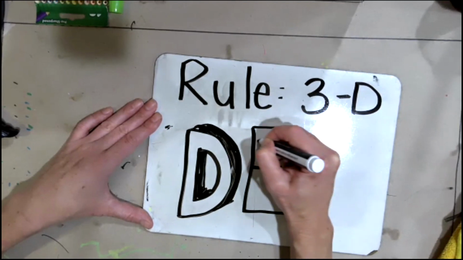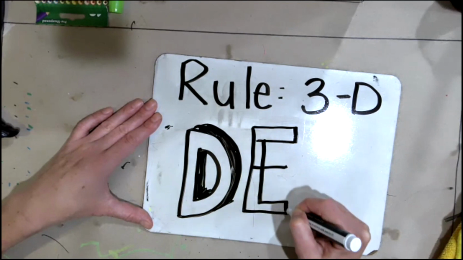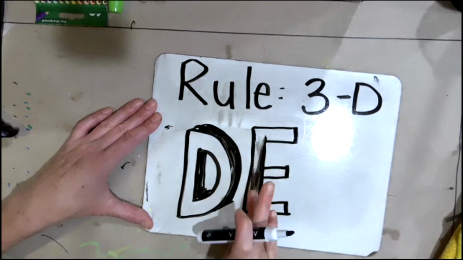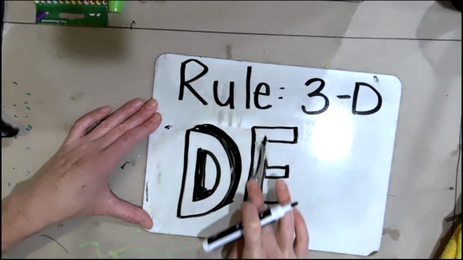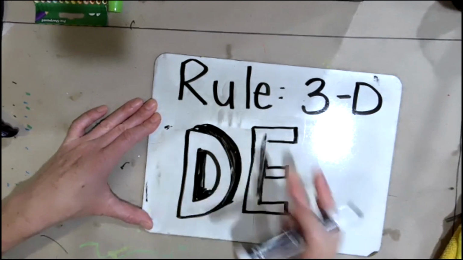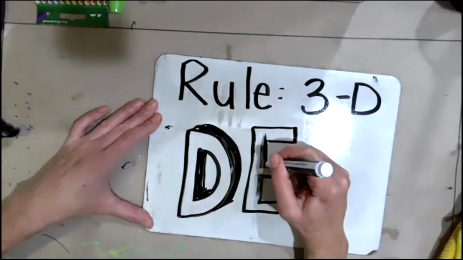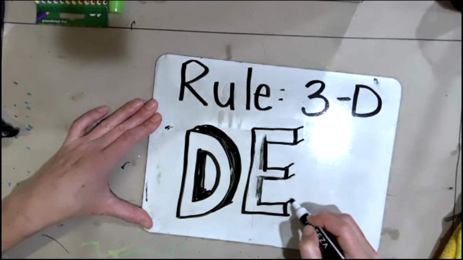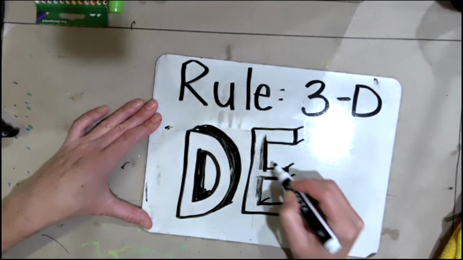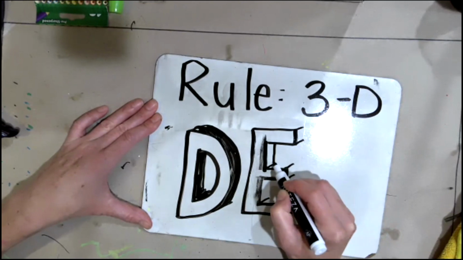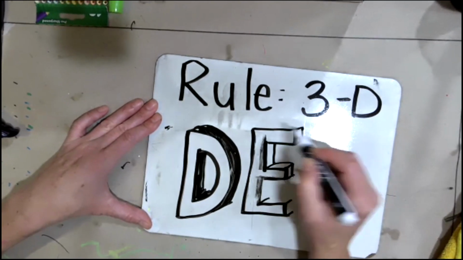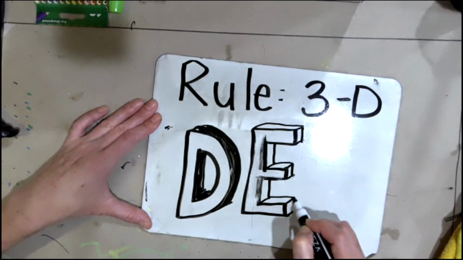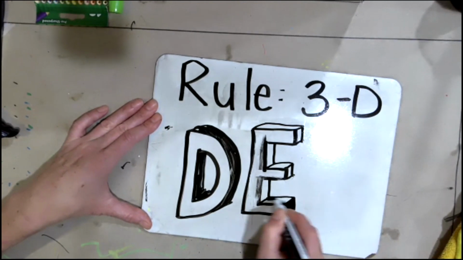So again, I trace it and I can erase those lines I don't need anymore. No, it's not erasing very well. There we go. And then I apply diagonal lines to just one side of my letter and then connect. And then color it in.